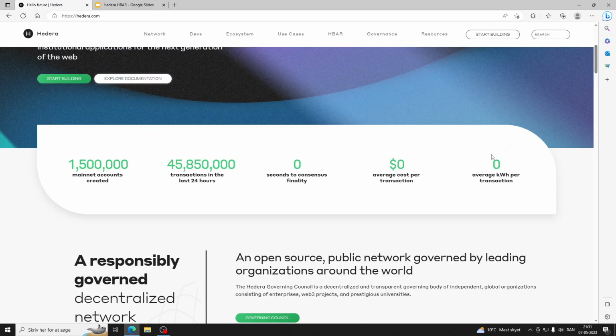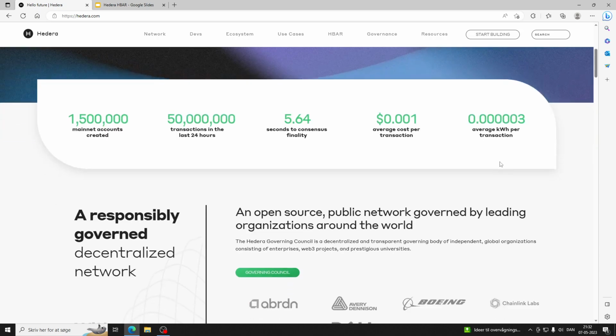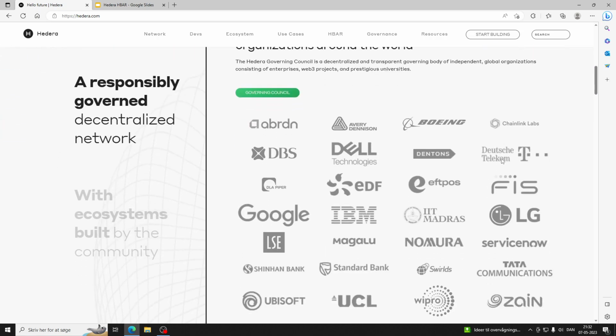Hedera is a green open source public ledger with faster transactions per second than literal Visa, with stats looking like this: 0.001 cost and 0.503 kilowatts per transaction. It's easy to see why these guys are trying to knock Visa and MasterCard off the throne and handle the daily card transactions.